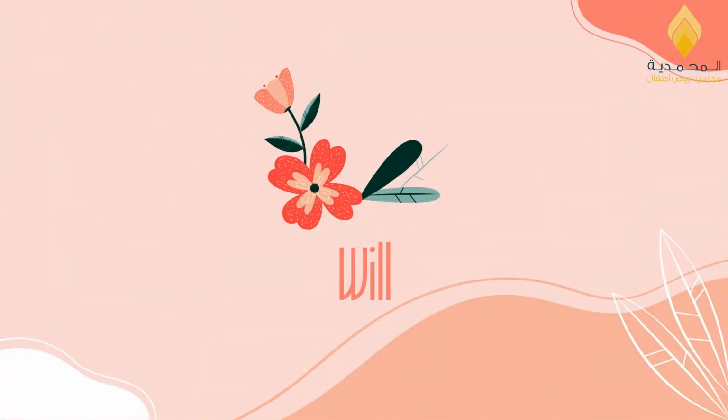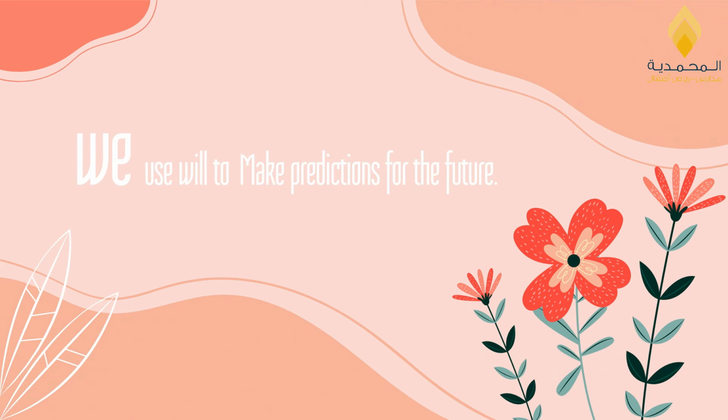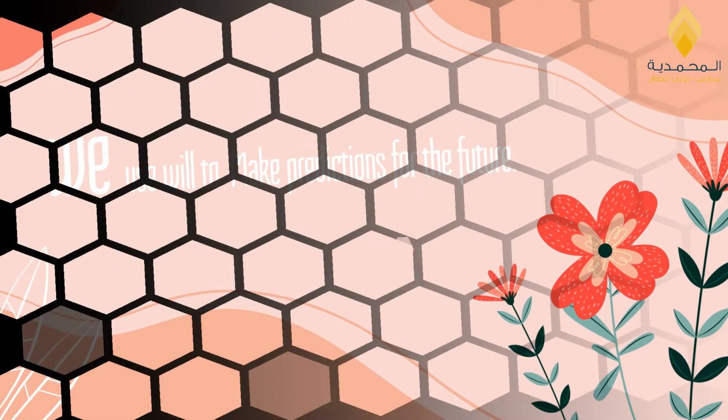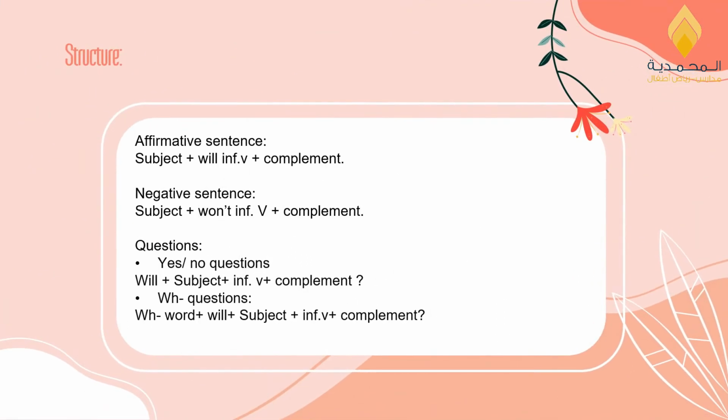Now let's move to will. When do we use will? We use will to make predictions for the future. The structure of using will in a sentence, we are going to talk about affirmative sentences, negative sentences, and questions.